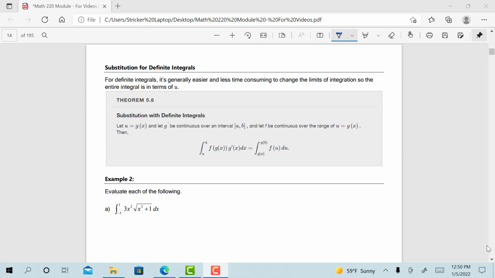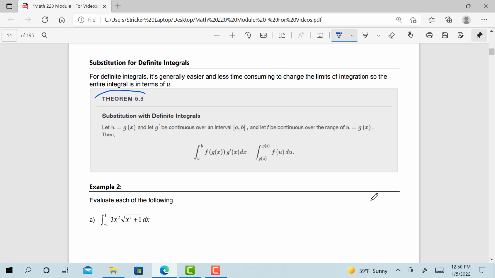Okay, welcome back. This is the second part of the video lecture for section 1.5, and as I mentioned in the last video, we are going to be continuing our conversation on using the substitution method, but in this video we're going to discuss how to perform the substitution method for definite integrals.